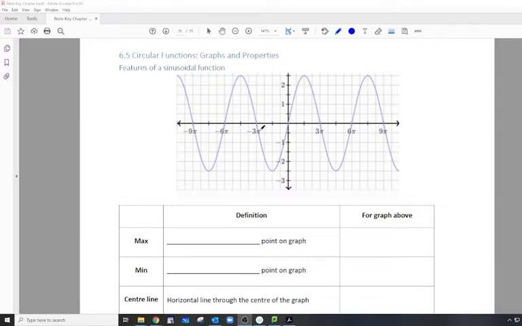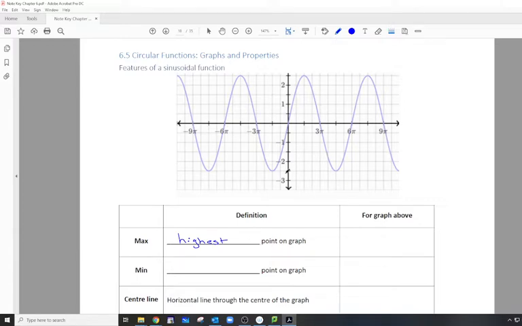I'm not telling you the equation of it or anything like that. We just want to look at the different features. The first thing we want to look at is, does this graph have a max? Now for this graph, it will be an absolute max. Is there a point at which this graph can only go so high? So the max is the highest point on the graph.